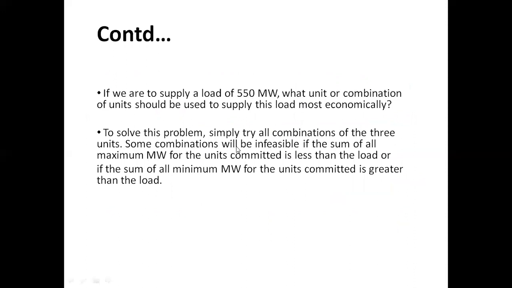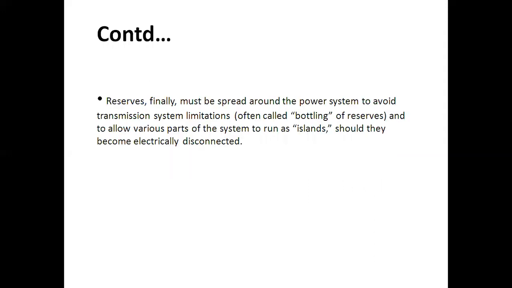Some combinations will be feasible and some combinations will not be feasible. So the reserve must be spread around the power system to avoid transmission system limitations, often called bottling of reserves, and to allow various parts of the system to run as islands, so they become electrically disconnected.